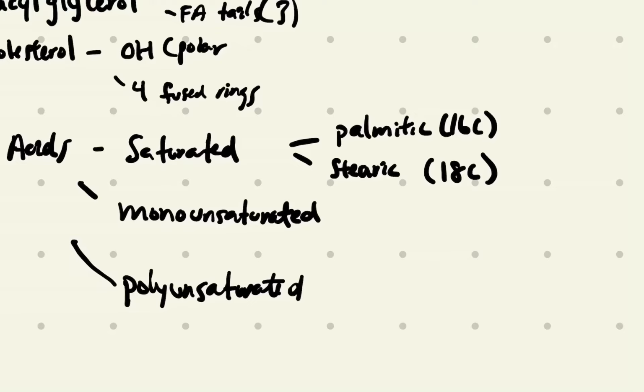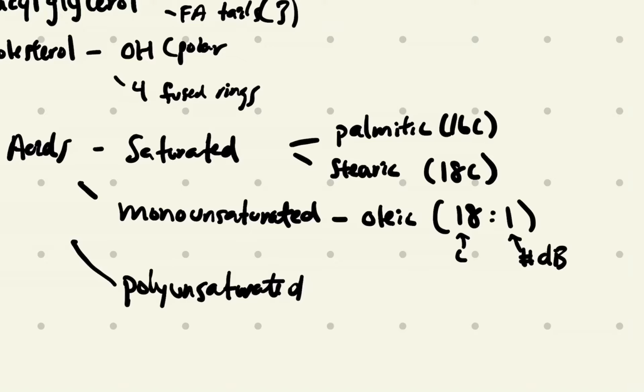For your monounsaturated, you're going to have oleic acid. Oleic acid has the same number of carbons as your stearic acid, except you're going to have one double bond. So this is referring to the number of carbons, and this refers to your number of double bonds.